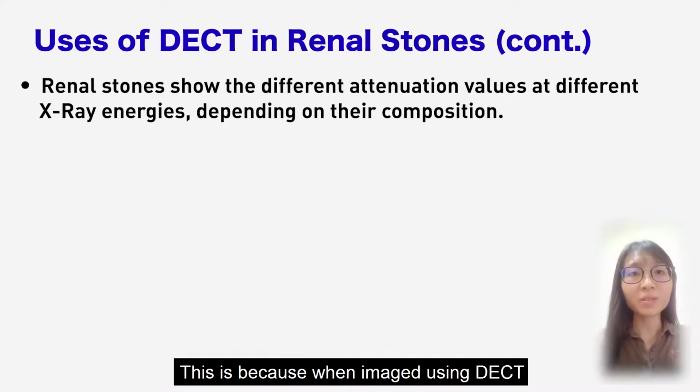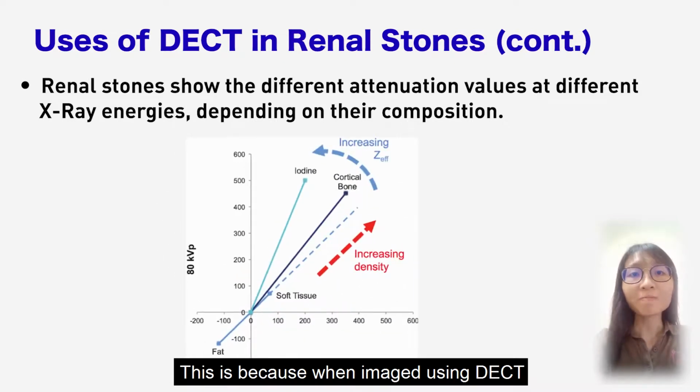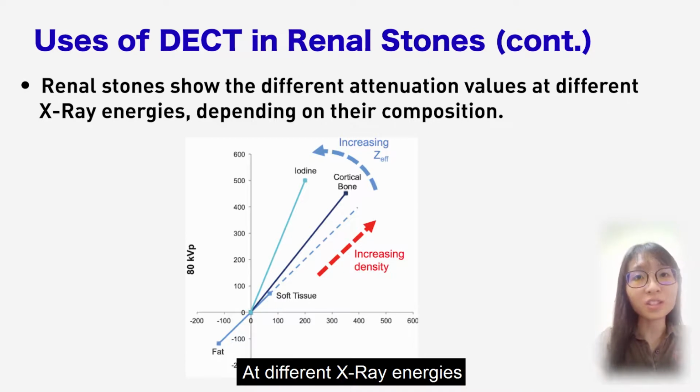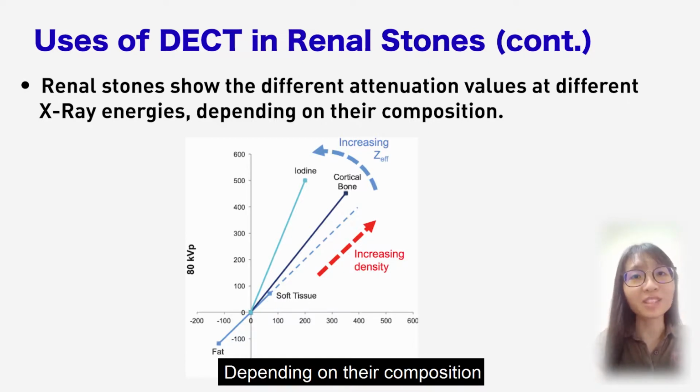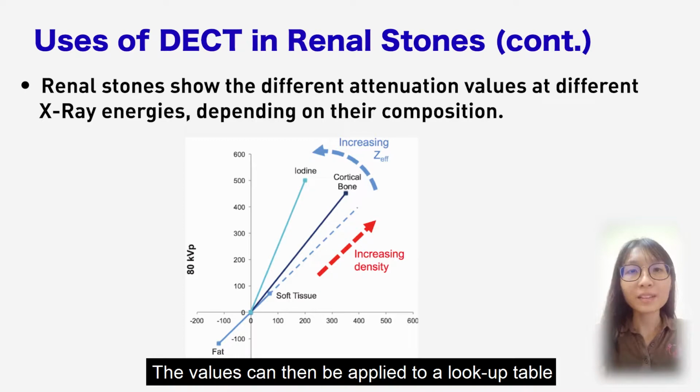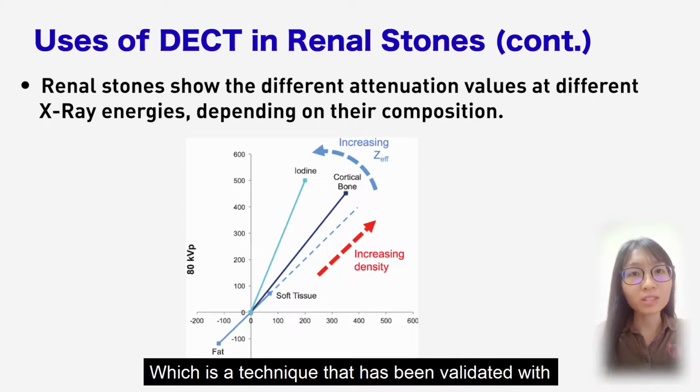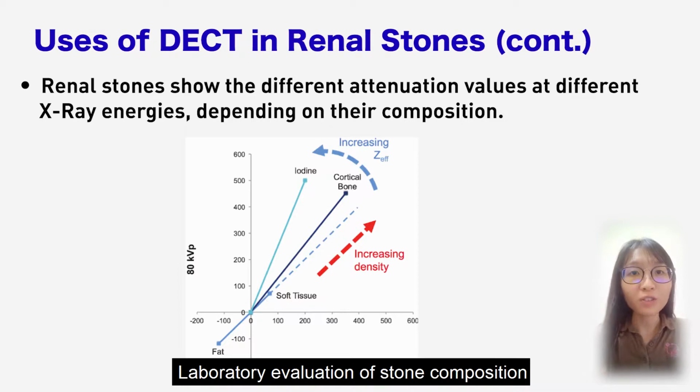This is because when imaged using the dual energy CT, the renal stone will show different attenuation values at different X-ray energies depending on their composition. So the values can then be applied to a lookup table to estimate the stone composition, which is a technique that has been validated with laboratory evaluation of the stone composition.